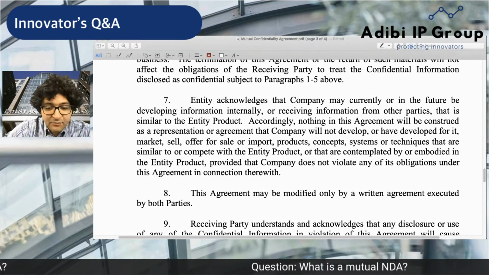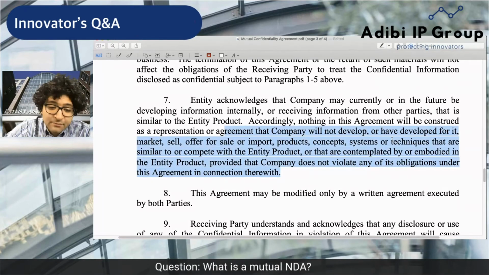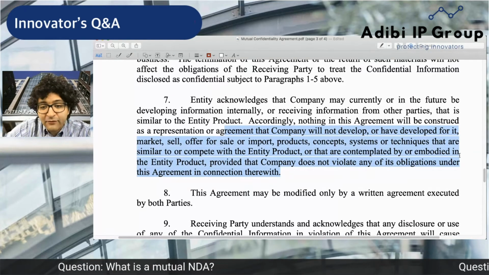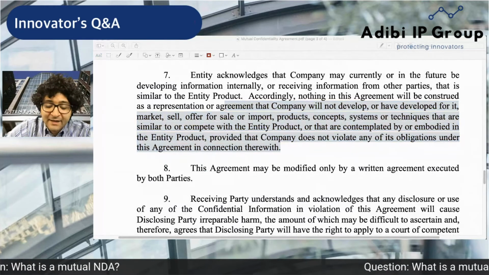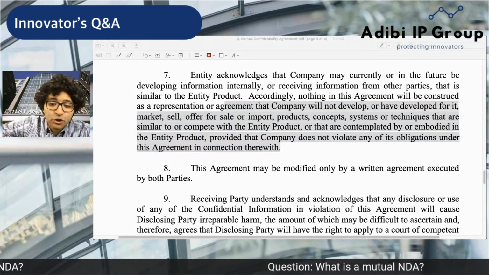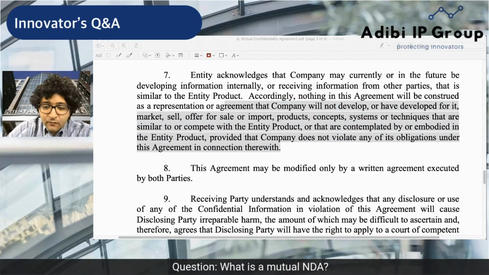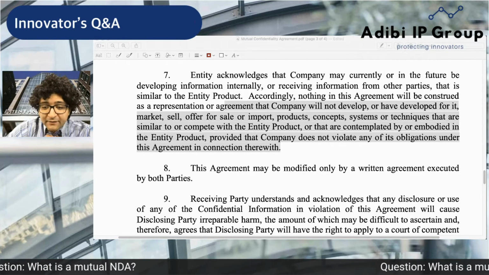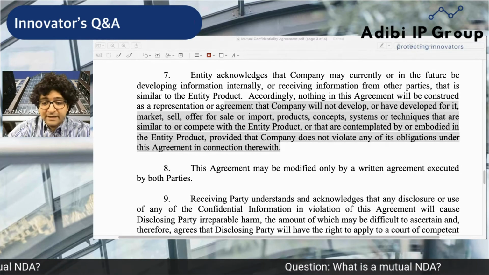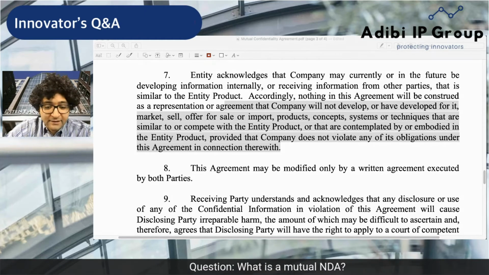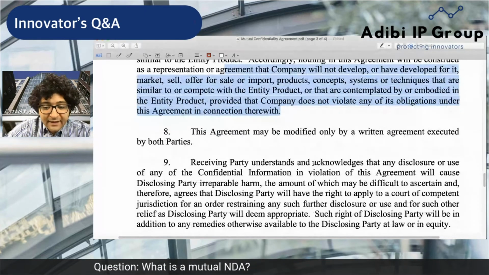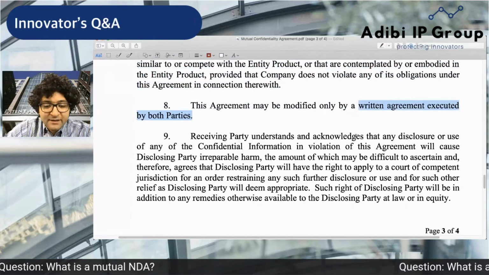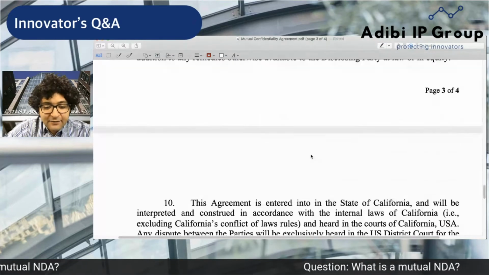So this protects her, and in both ways, right? Because Victoria might provide me information, and I might get that information from a third party at some future date, but I shouldn't be held liable for that, especially if there's no wrongdoing and there's nothing that I did on my part to disclose any information that Victoria provided to me, or vice versa. Again, it can only be modified in writing. The rest of this agreement is largely standard language.